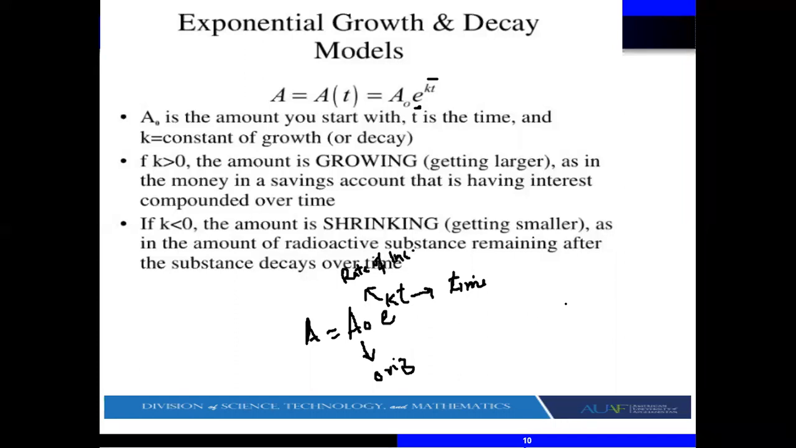When e power kt is plus, this means the function is increasing. But when e power is minus kt, the exponent is minus, this means the quantity is decreasing. So plus and minus. Okay, let me solve some examples on it.